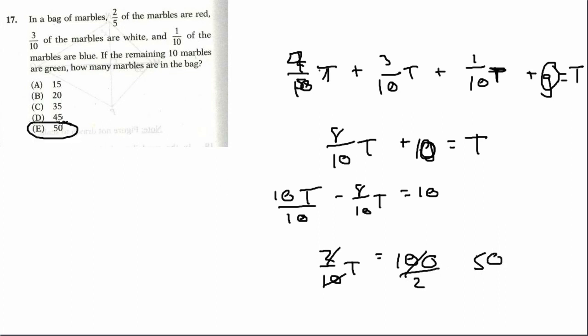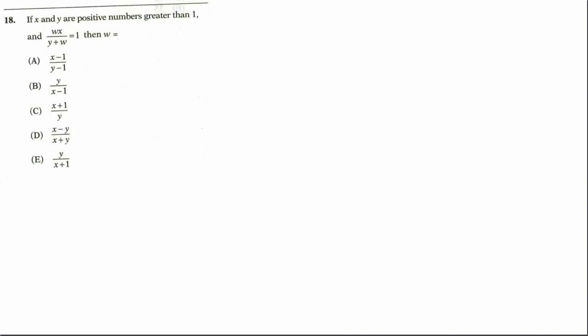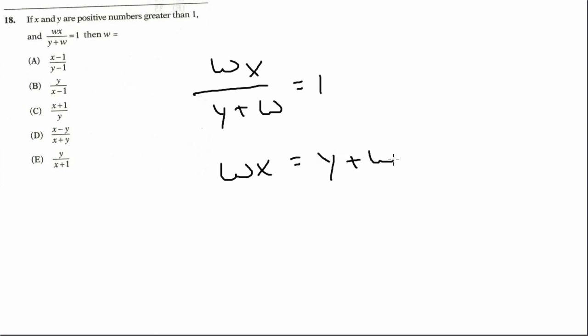If x and y are positive numbers greater than 1, and if wx over y plus w equals 1, then w equals, well, really they're just asking to isolate w by itself. So if we have wx divided by y plus w equals 1, well, I usually like to get rid of the denominator, so if we multiply both sides by y plus w, 1 times anything is just whatever the anything is, equals y plus that.